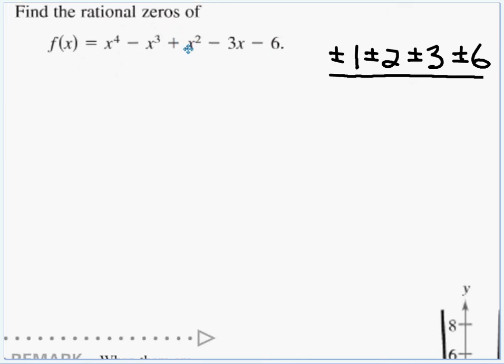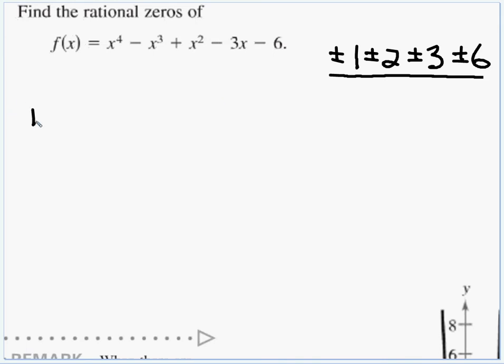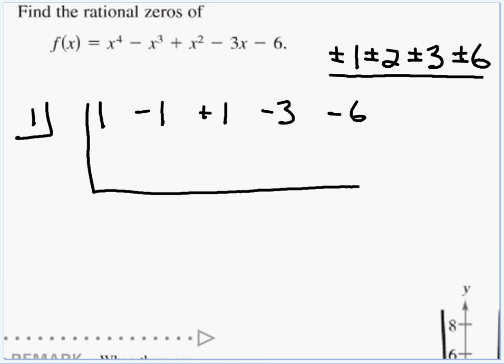So let's just take a shot in the dark here. I'm going to just try positive 1. My coefficients for synthetic division are 1x to the 4th minus 1x cubed plus 1 minus 3 minus 6. So we're going to go like this. Drop down our 1, and we multiply and add. Multiply and add. Multiply again, we get a 1. That's a negative 2. Negative 2 times 1 is negative 2. Negative 8. So that didn't work. 1 is not a zero. So that took us down a dead end.